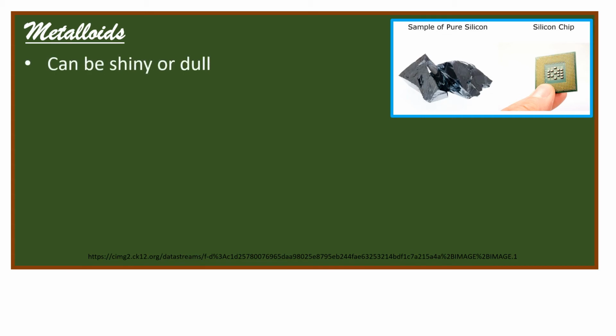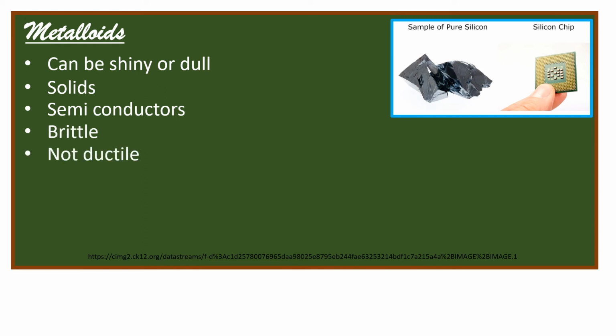Metalloids can be shiny or dull. They are in a solid state, or they are solid materials. They are semiconductors. When we say semiconductors, it means these are materials which have a conductivity between conductors and non-conductors. Next, metalloids are brittle or easy to break. Then they are not ductile.